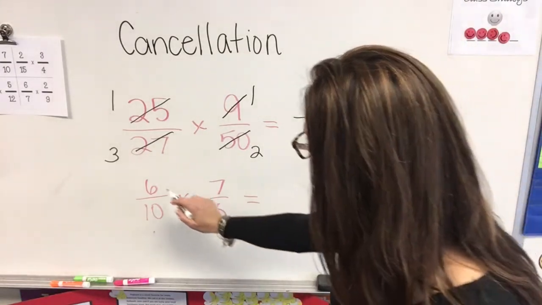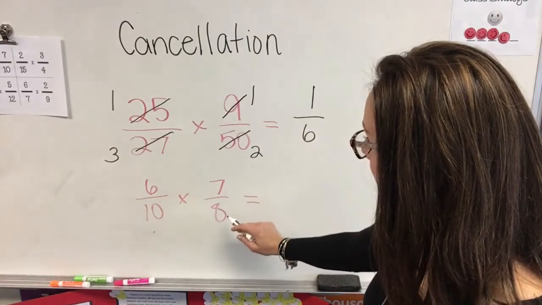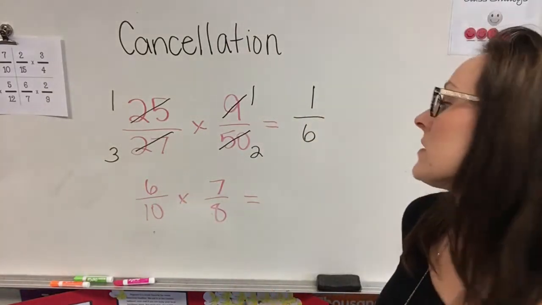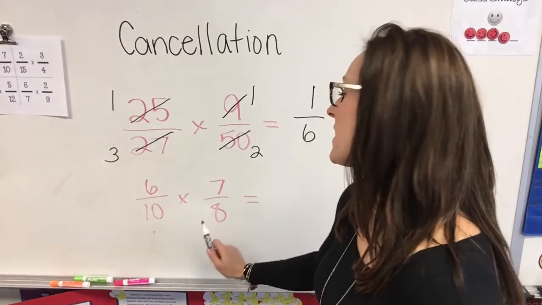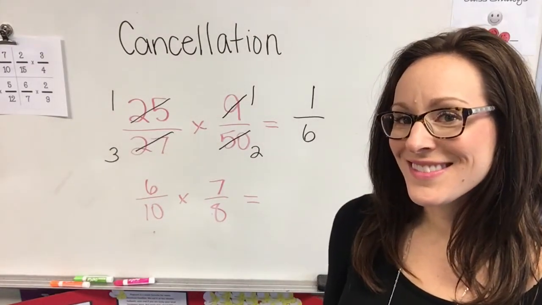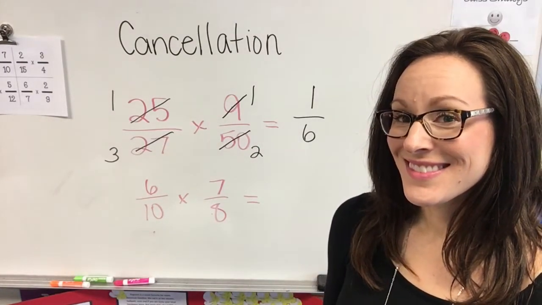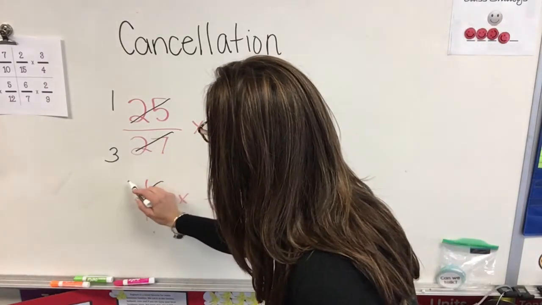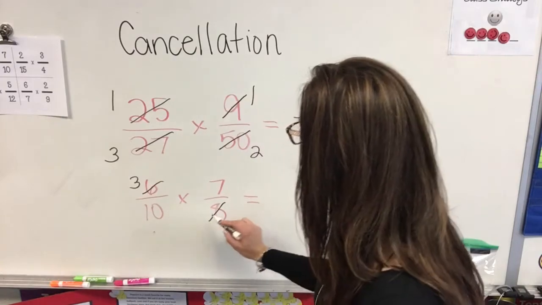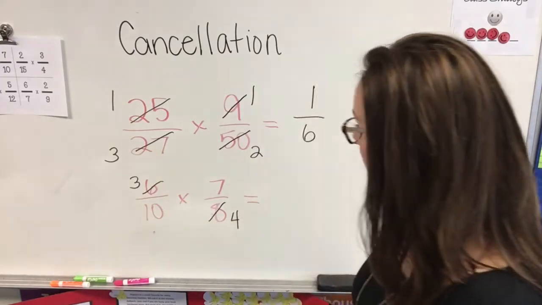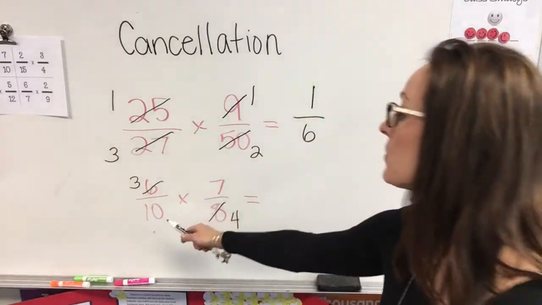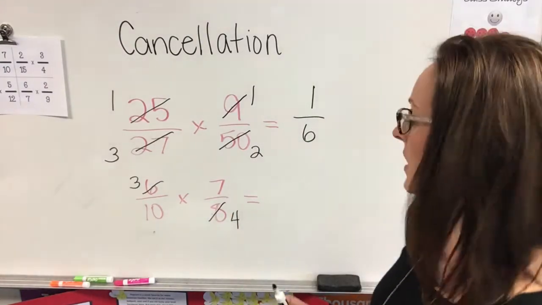Last one I have here is 6/10 times 7/8. Well, let's start with the 6 and the 8. My greatest common factor for the 6 and the 8, I'd like you to think about it. Did you come up with 2? I hope so. 6 divided by 2 is 3, and 8 divided by 2 is 4. Now there's nothing I can do with my 7 and 10, so I'm going to leave those 2 alone. There's nothing I can do with them.